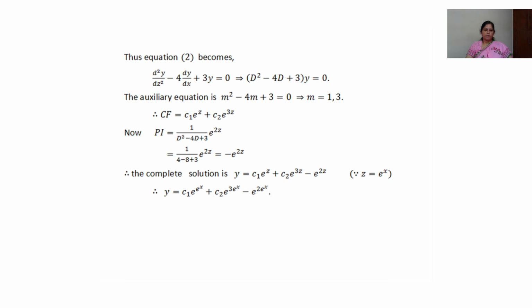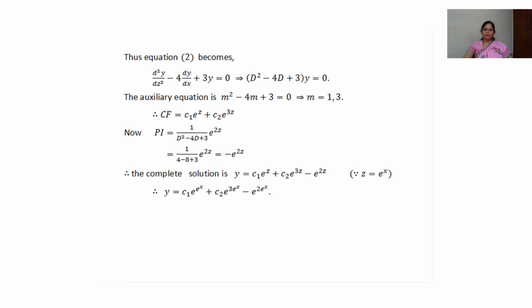Now we have to combine the complementary function as well as the particular integral for the complete solution. So the complete solution y is equal to c1 e^z plus c2 e^(3z) minus e^(2z). Substitute z is equal to e^x in this equation. So y is equal to c1 e^(e^x) plus c2 e^(3e^x) minus e^(2e^x). This is our required solution for the given differential equation.